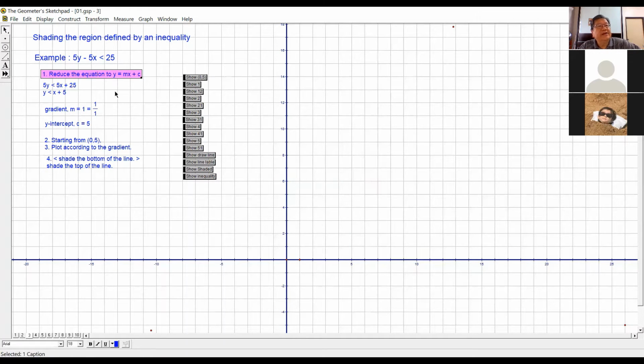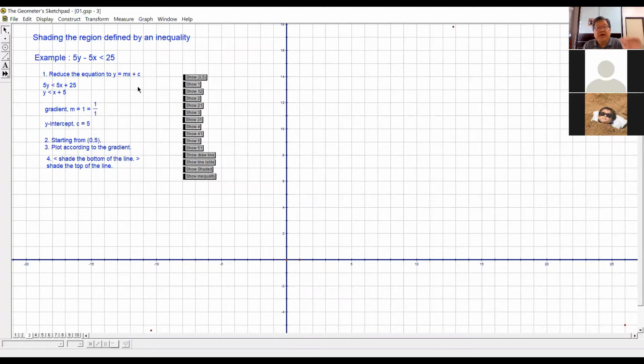So the method is like this. You change the equation to y equals mx plus c. To change this equation to y equals mx plus c, you move the x over to the other side. So it becomes 5y less than 5x plus 25. Then to get y, we have to divide by 5. So when you divide by 5, this will be y less than x plus 5.